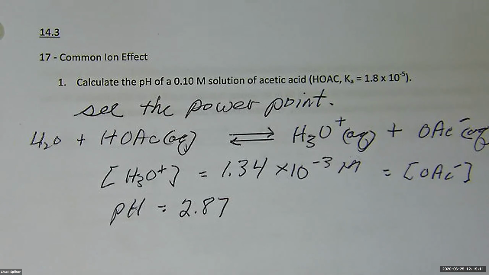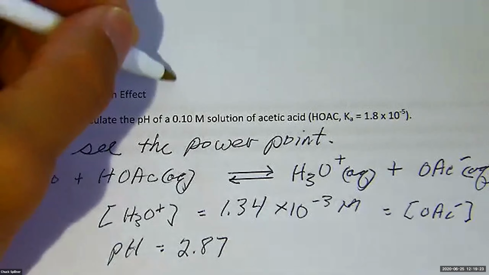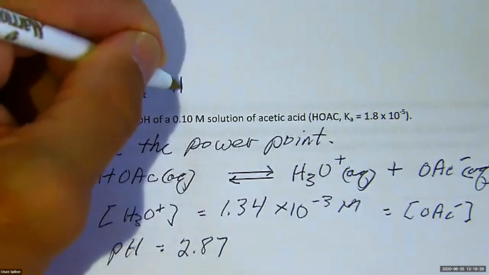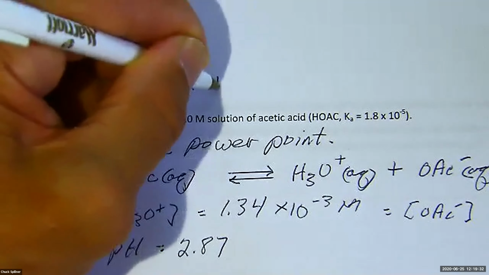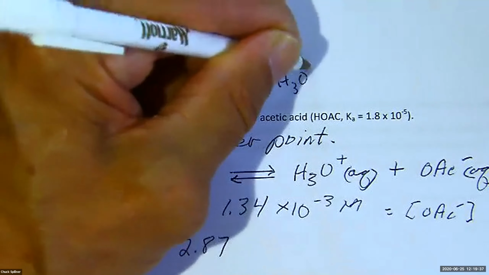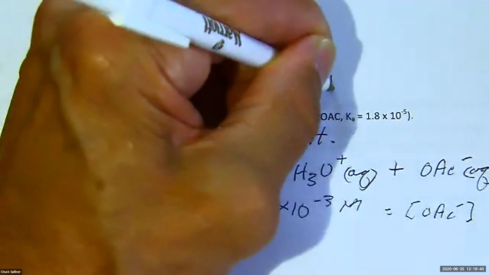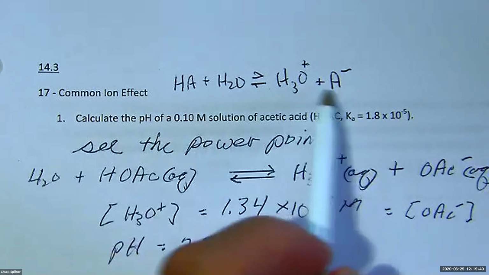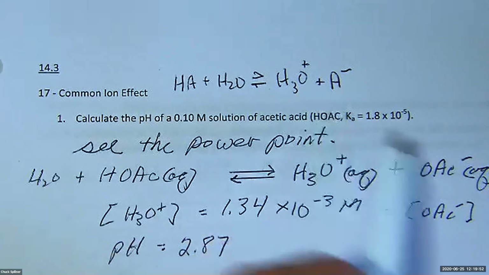Okay, so this is called the common ion effect. We've titled this worksheet the common ion effect. And what we're going to look at are weak acid-base equilibria, really weak acid equilibria. So I'm going to write down the generic equilibrium: HA plus water is in equilibrium with H3O plus and A minus, the conjugate base. Okay, so when we talk about this common ion effect, that means the ions in this expression are on the product side.